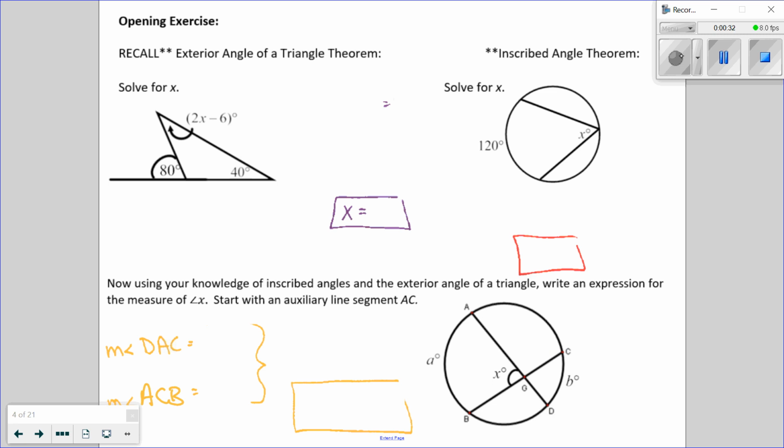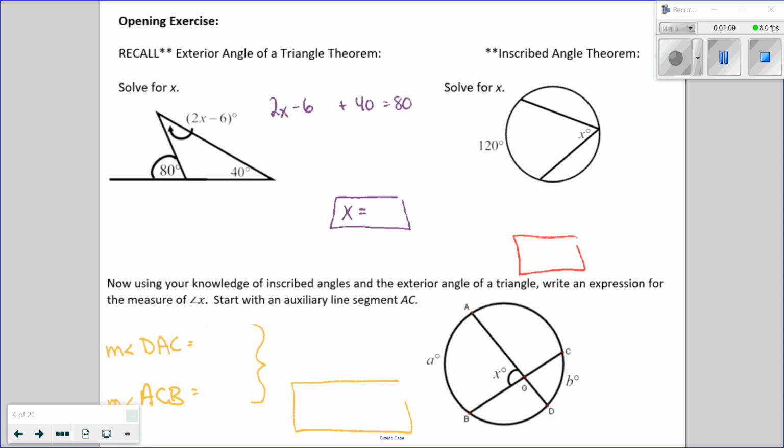So here we go. Let's take a trip down memory lane. The exterior angle of a triangle is equal to the sum of the remote interior angles. That's our triangle exterior angle theorem. In our first diagram, if I wanted to solve for x, I could take the two remote interior angles, the two angles that are far away from the exterior angle. These two angles, 2x minus 6 plus the 40, will add up to equal the 80. So that's how we can make an equation.